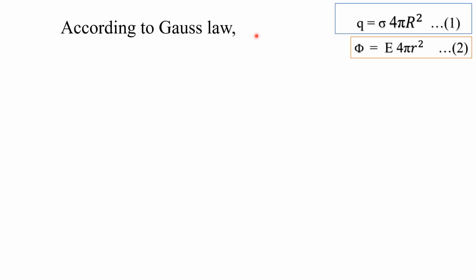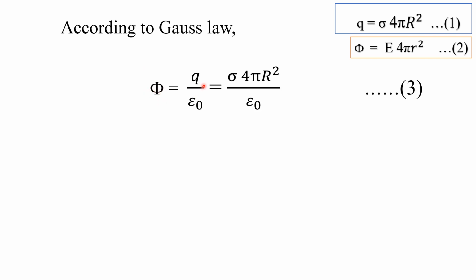Next, according to Gauss law, phi is equal to q upon epsilon 0, which is equal to sigma 4 pi r square upon epsilon 0.